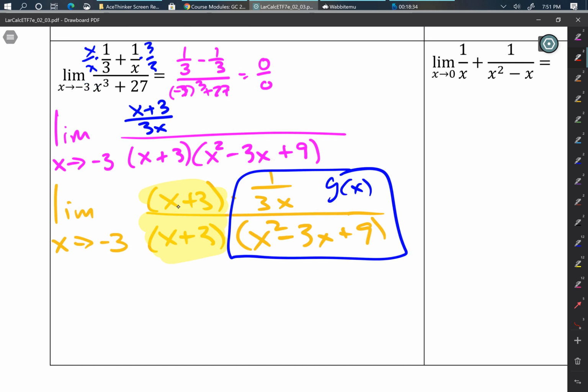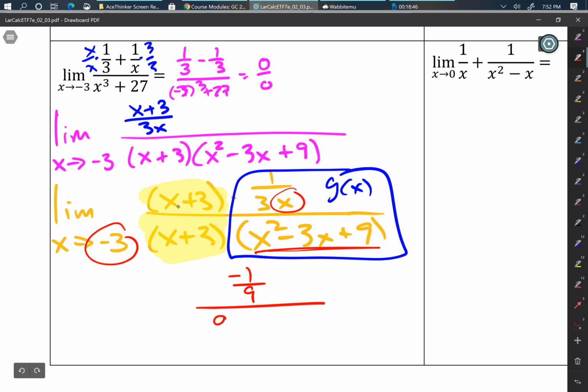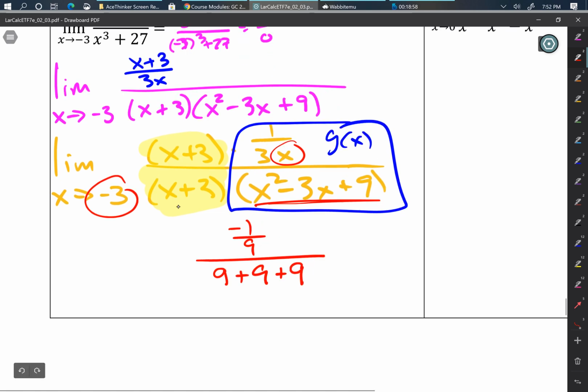And what are we going to get? Let's see, if I take a negative 3 and put it here, that's going to give me negative 1/9 for my numerator. If I put a negative 3 into this mess, that's going to give me 9 plus 9 plus 9. That's 27 downstairs. Negative 1/9 divided by 27, that's going to be negative 1 over 81. Oh, no.